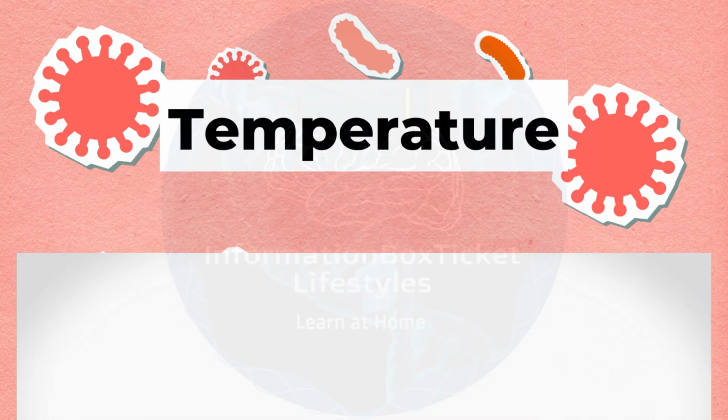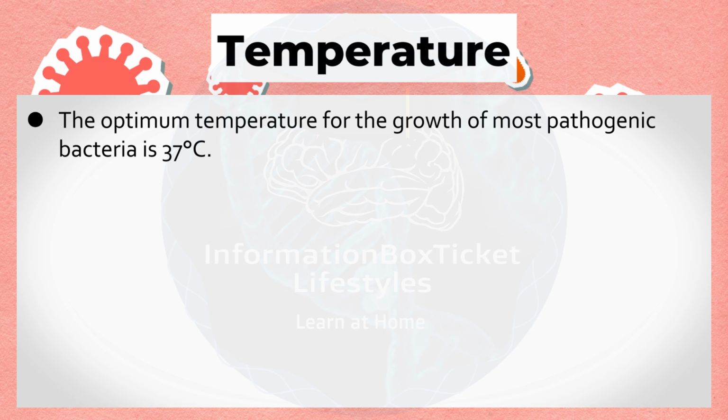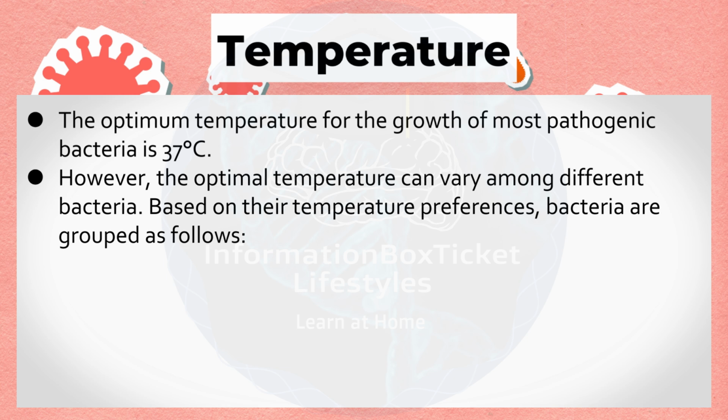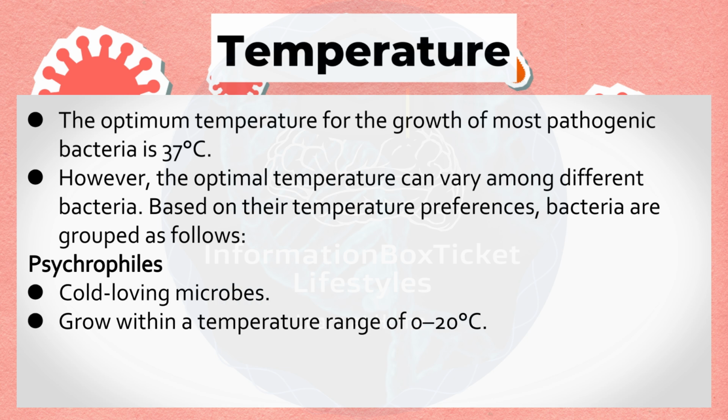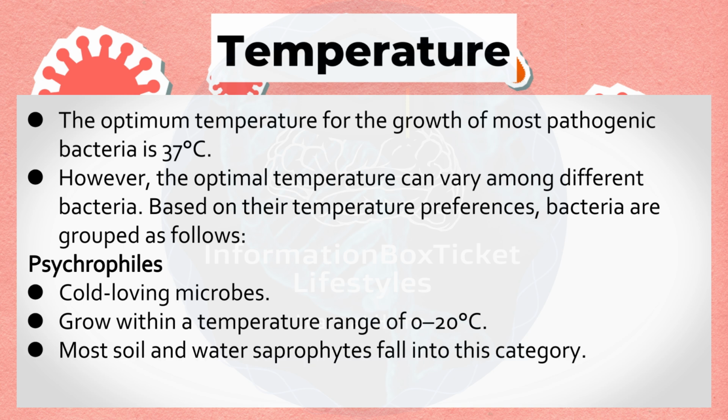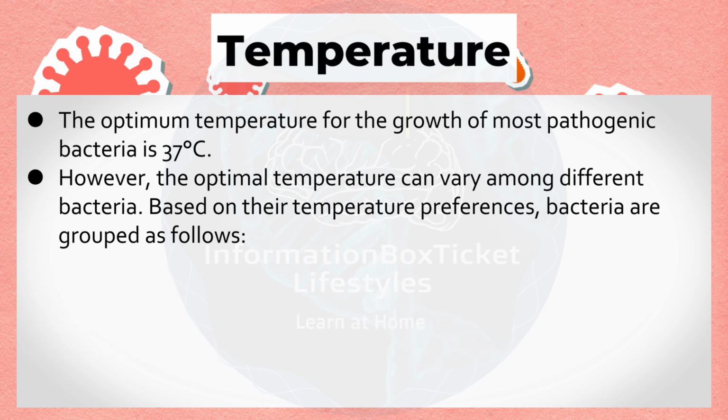Temperature. The optimum temperature for the growth of most pathogenic bacteria is 37 degrees Celsius. However, the optimal temperature can vary among different bacteria. Based on their temperature preferences, bacteria are grouped as follows: psychrophiles, cold-loving microbes, grow within a temperature range of 0 to 20 degrees Celsius. Most soil and water saprophytes fall into this category.